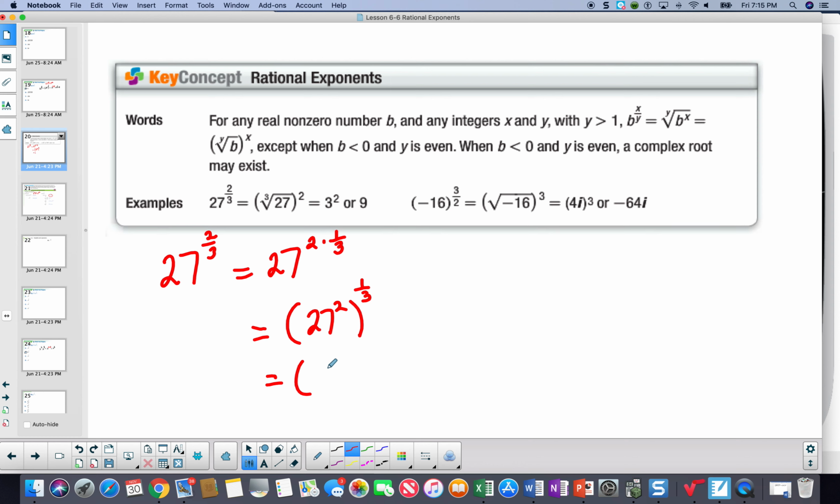Or you can put the 1/3 power inside the parentheses and put the 2 outside. As long as these two numbers multiply to 2/3, you can go in whatever order you want. In this case, they did the 1/3 power, or the cube root, inside, and when they simplified, they got the number 9. So you can go either way when you have these fraction exponents.